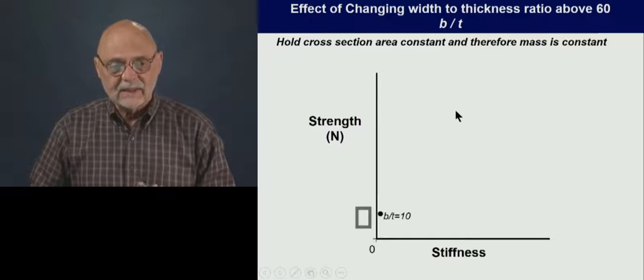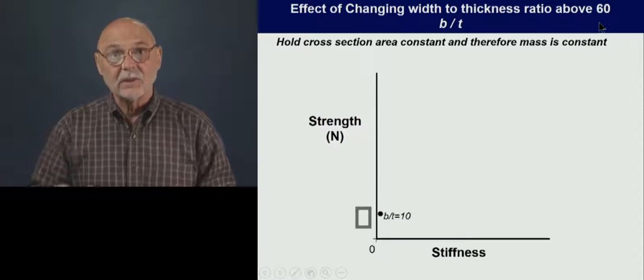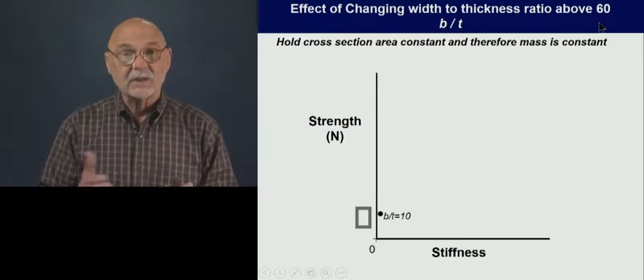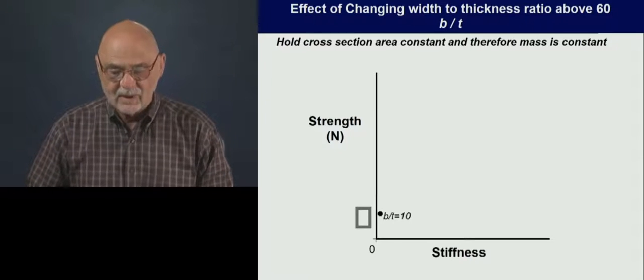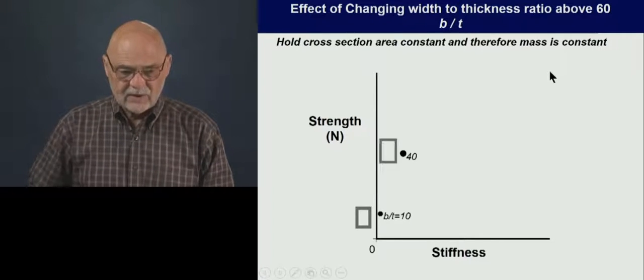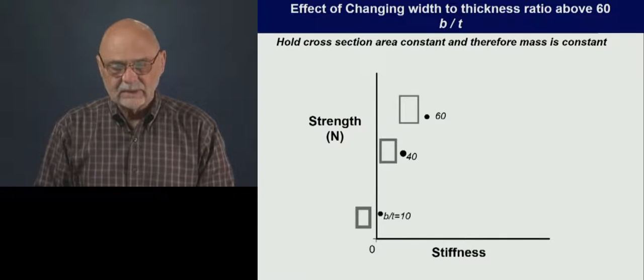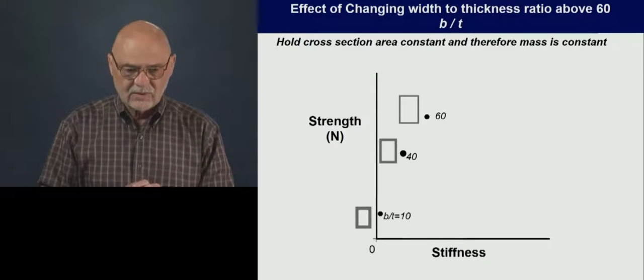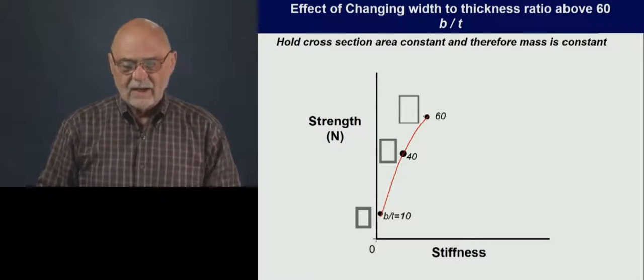So what's going to happen next is we're going to look at thickness ratios above 60, where we're going to additionally allow the design to fail by yield or plate buckling as well. So here's the performance that we were looking at up to a B over T of 60. The curve looked like this. It had this general shape.